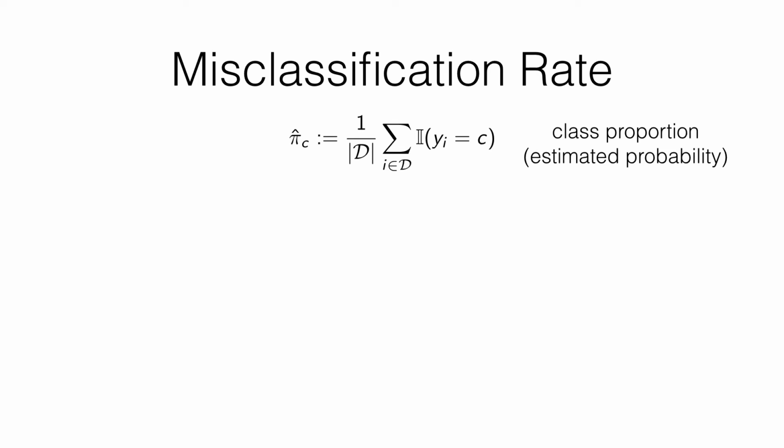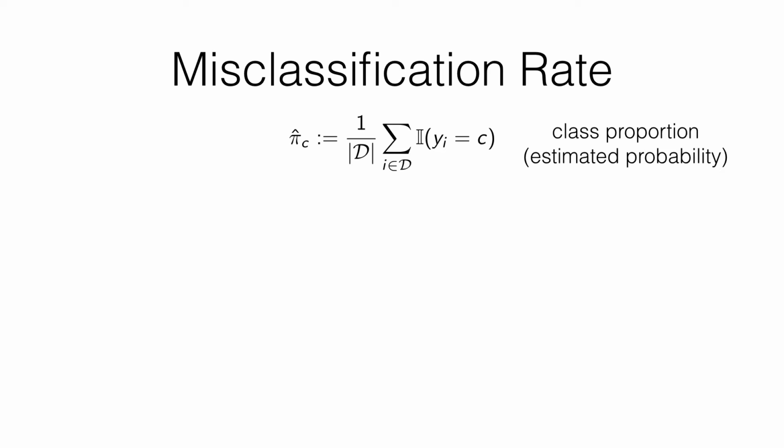So the first is just a definition that we're going to use to make our expressions a little bit simpler. This definition of pi hat, or pi hat for class C. So pi hat sub C is just the average of the indicator function for whether an example is in class C. And this is also the estimated probability, right? If we had infinite data, this would represent the exact probability, P of y equals C.